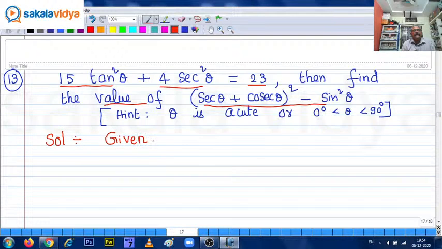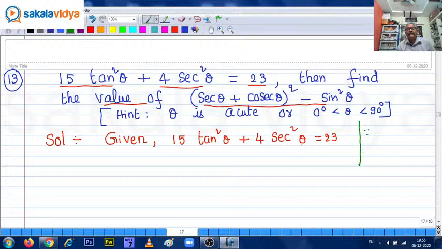Given, what is given? 15 tan square theta plus 4 secant square theta equals 23. These kind of equations are called trigonometric equations. In 11th standard intermediate, you are going to study about the trigonometric equations in detail, but we discuss something. So we have the relation secant square theta minus tan square theta is equal to 1. Am I correct? Yes. So secant square theta equals, we can write, 1 plus tan square theta.